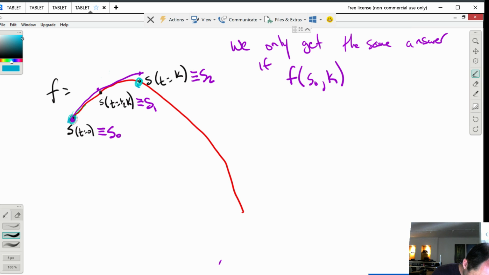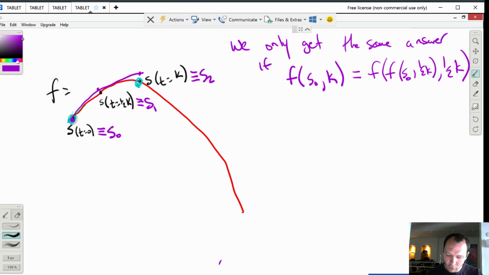Okay, if f of S0 comma k is equal to f of S0 1/2 k comma 1/2 k, right? So we're saying, and it's very simple in words, right? We're saying if we start at the beginning and step twice, it's the same as a bigger step once.